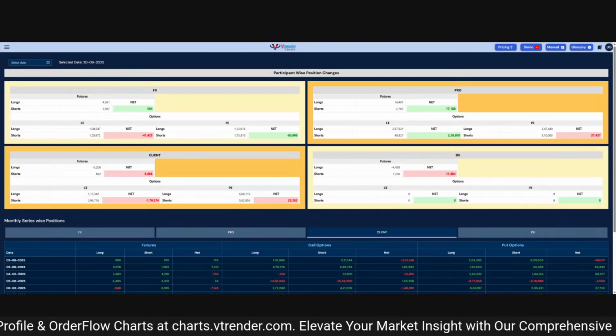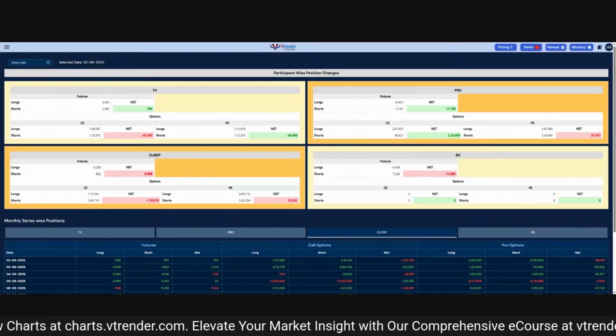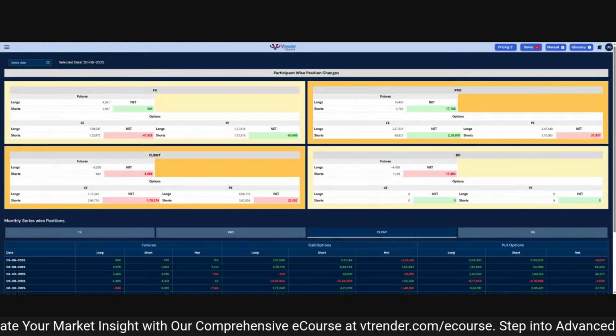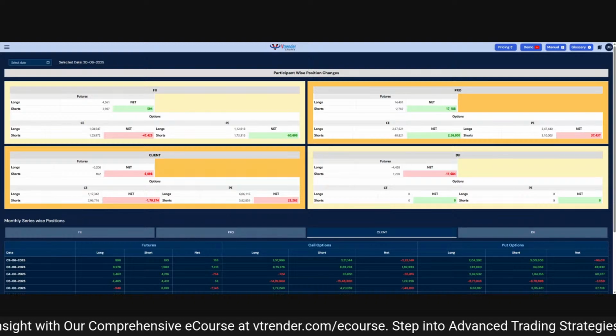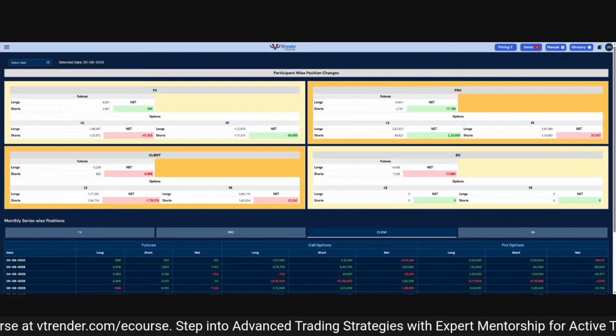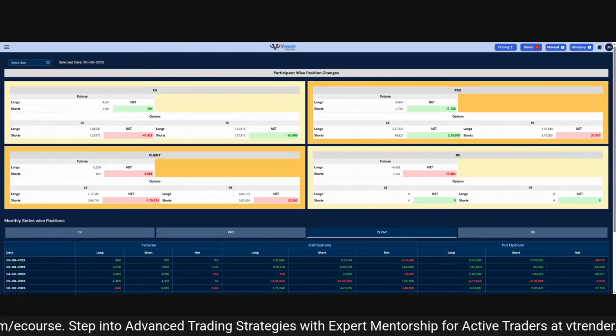This is standard data which comes from the NSE. I don't think you can split this any further, but you can send us a mail at support at Vtrender, Balaji, and we will see if something is possible with your suggestion.